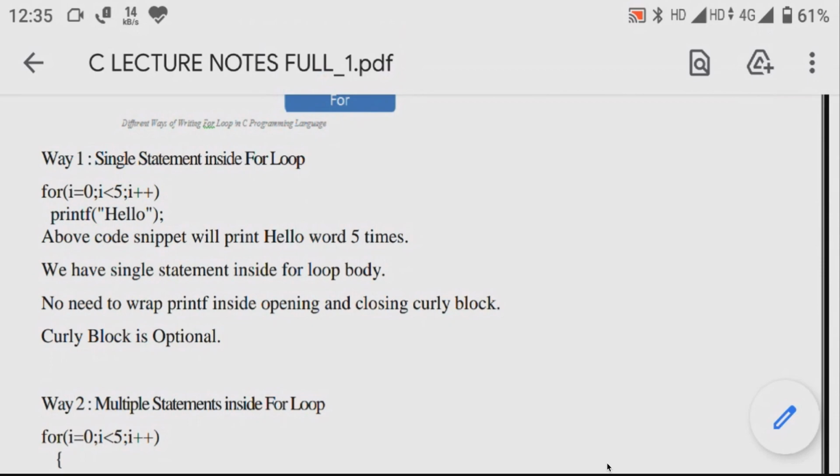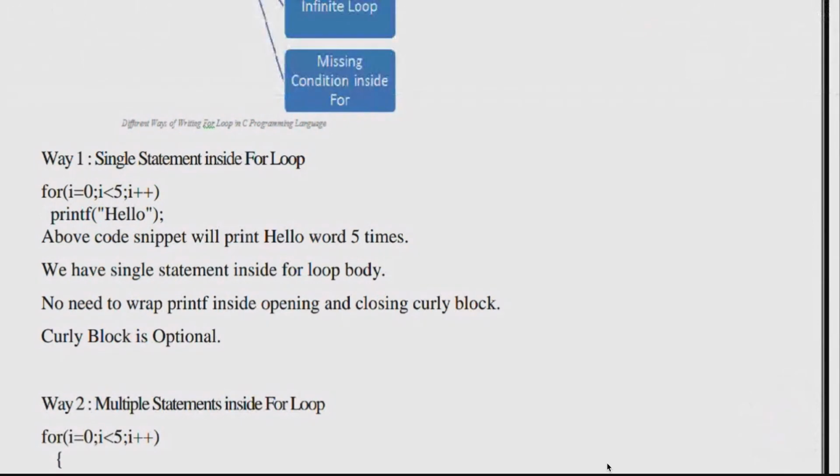The above code snippet is printf hello. This snippet will print hello 5 times. Why does it print 5 times? If i equals 0, one time it will be executed and print hello. The second time it will increment, and the i value is 1. So the second time it will also execute hello. So 2 times hello is done.